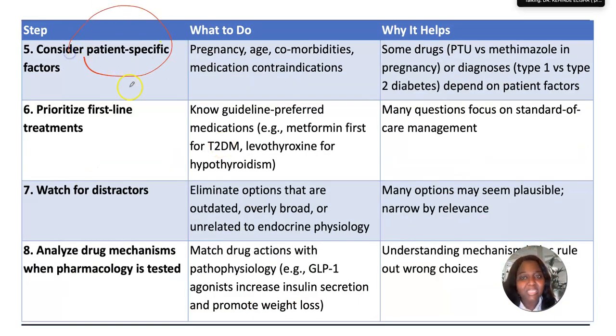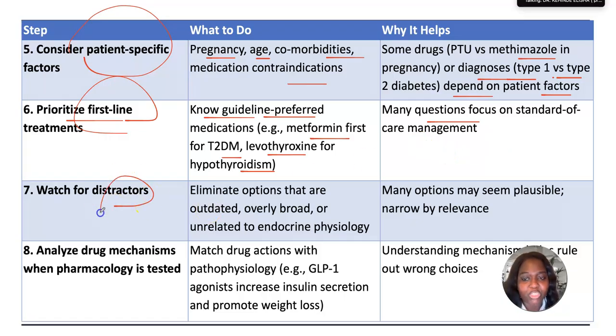Consider patient-specific factors. Are they pregnant? What is their age? What is their comorbid condition? Any contraindication? Some drugs like PTU versus what? Methimazole in pregnancy, or diagnosis of type 1 versus type 2 would depend on patient factors. What about prioritize first-line treatment? Absolutely. Know guideline-preferred medications, like metformin as first line for type 2 diabetes. Levothyroxine is the first line for hypothyroidism. So many questions will focus on standard of care management and clinical guidelines too.